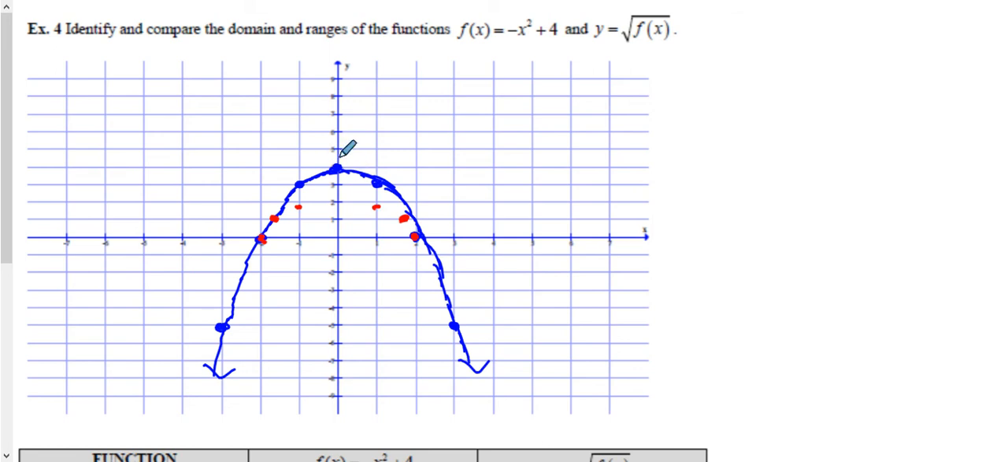That's going to be right there. And here we have a y value of 4, and of course the square root of 4 should be right at 2. And so if I connect all my dots here, I should have a smaller dome right underneath our parabola. And there we go.